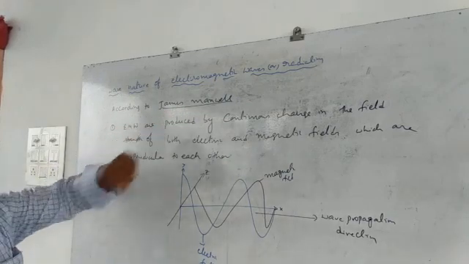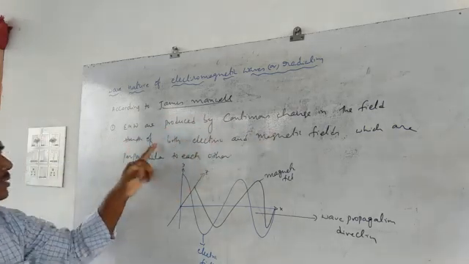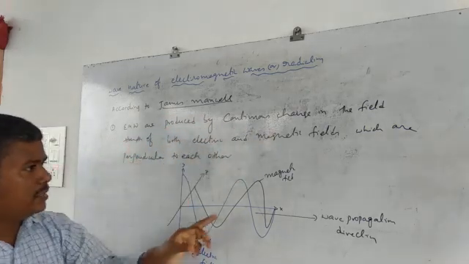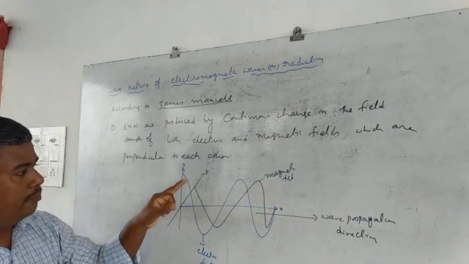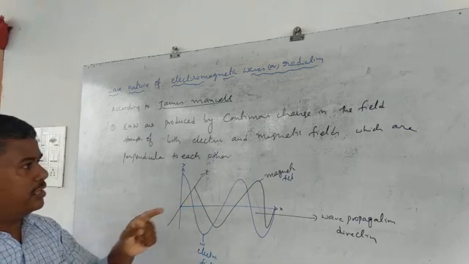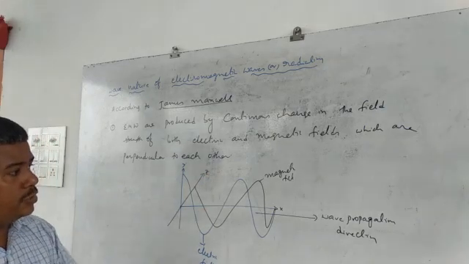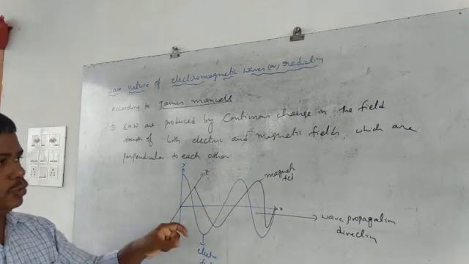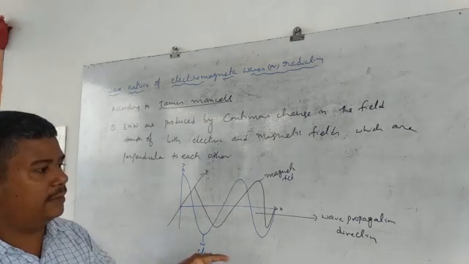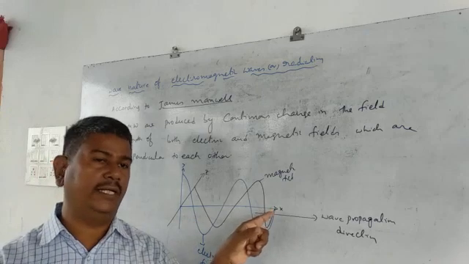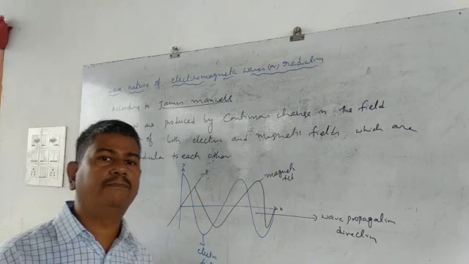According to James Maxwell, electromagnetic waves are produced by continuous change in the field strength of both electrical and magnetic fields. Here the magnetic field is in black color, and the electrical field is in blue color. Both fields are mutually perpendicular, because one is along the y-axis and the other along the z-axis. As a result, the electromagnetic wave propagates in the direction of which one? The x coordinate. That means it is mutually perpendicular to both the electrical and magnetic fields.